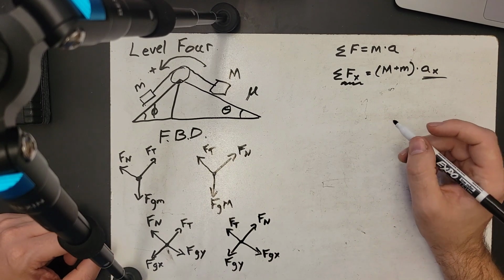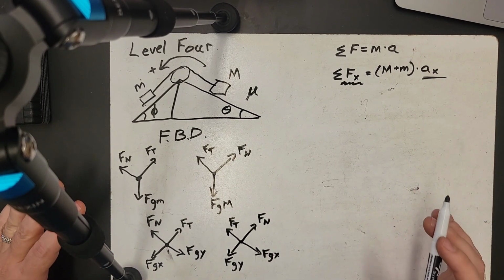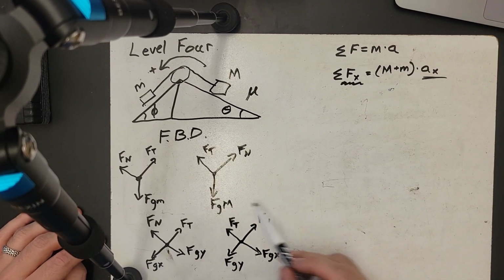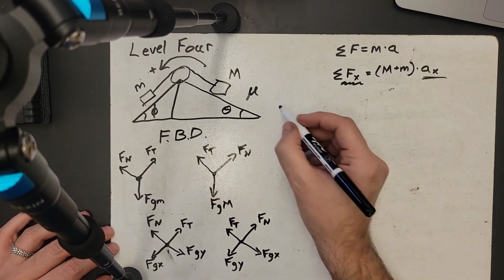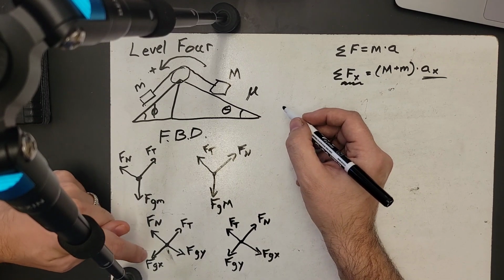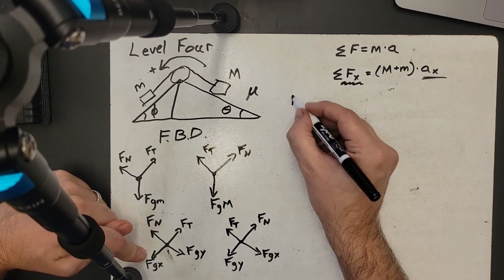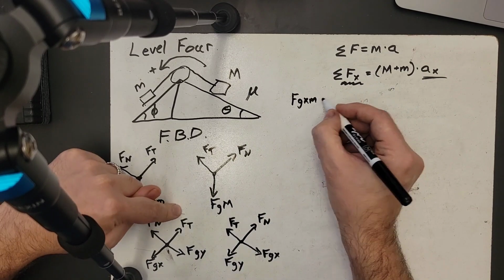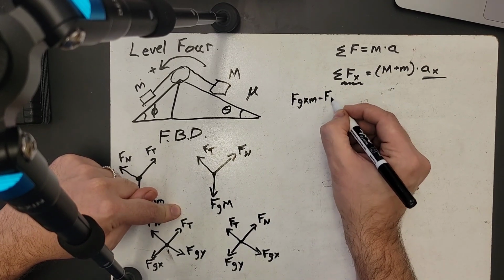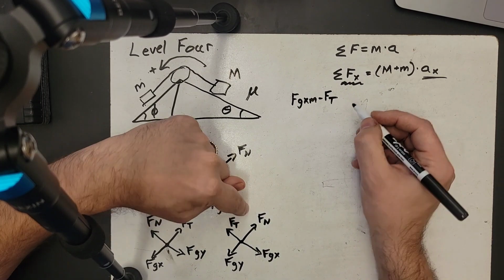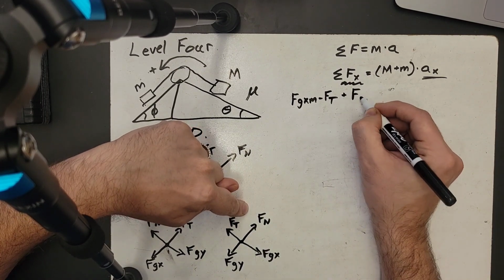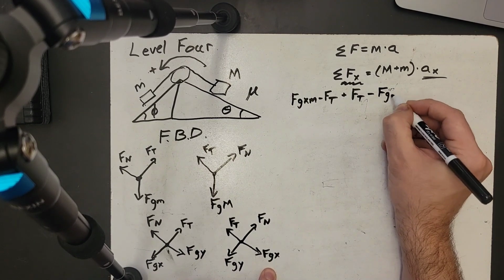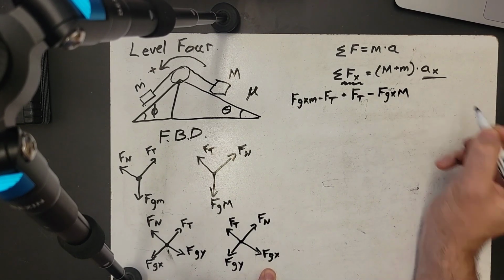All right. So, using this stuff on the bottom, sum of all forces. Well, I see a forward force in this FGX. So FGX for little m, minus tension force, plus tension force, minus FGX for big M.